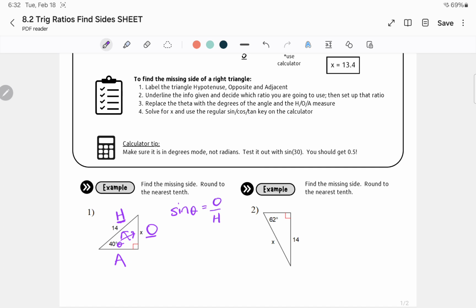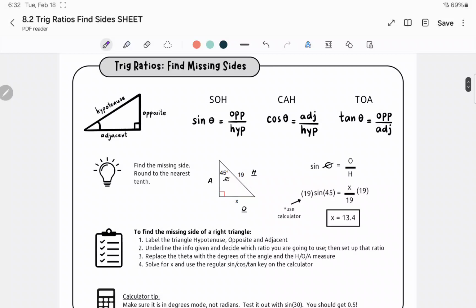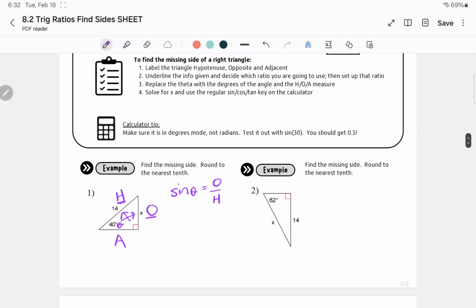Again, once I've underlined what information I have, either a number or an X, I find the ratio with those 2 letters. And in this case, it's sine. Okay, so copy that down. Now I'm going to just fill in. So sine, and then theta is 40. That's our angle they're giving us in the question. Our O is X, and our H is 14.